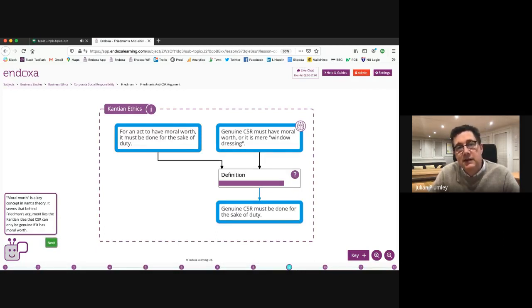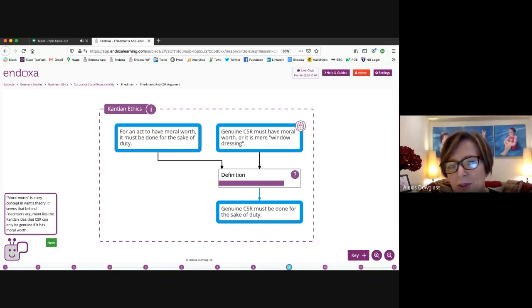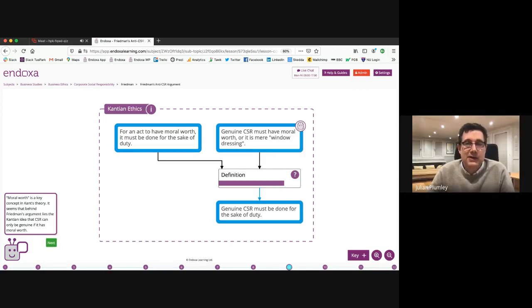This premise essentially is a statement of Kantian theory. And here is what seems to be behind Friedman's thinking. So either corporate social responsibility has moral worth, or it is just window dressing. And window dressing is just another way of saying that the company's being hypocritical to make profit because it's a popular thing to do. Yeah, this is a phrase that gets used in the literature. Interestingly, I've seen it in exam questions.